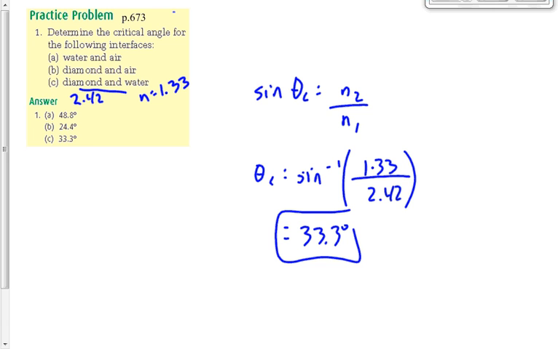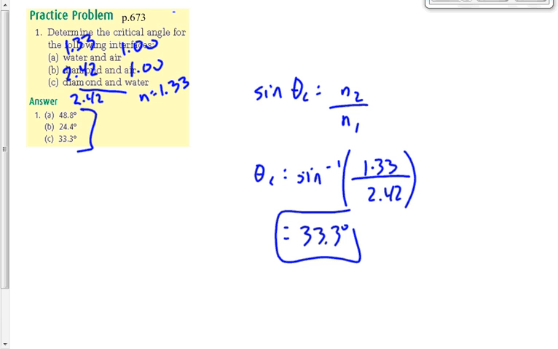What did you notice about these three answers here? The index of refraction of water was 1.33, 1.00, 2.42, 1.00, 2.42, and 1.33. When do you get the lowest critical angle? When there's the biggest change in index of refraction. Yeah, when you get the biggest difference in index of refraction between the two materials, that's when you get the lowest critical angle.